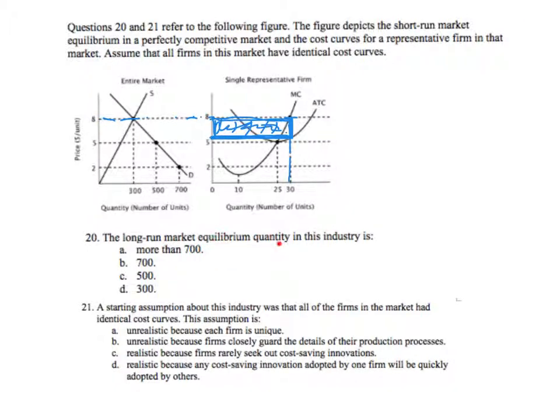Long run equilibrium market quantity in this industry is which one? More than 700, 700, 500? Well, what's going to happen in the long run? We need to know that.